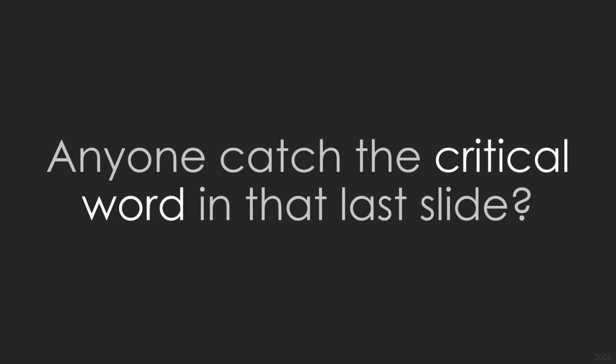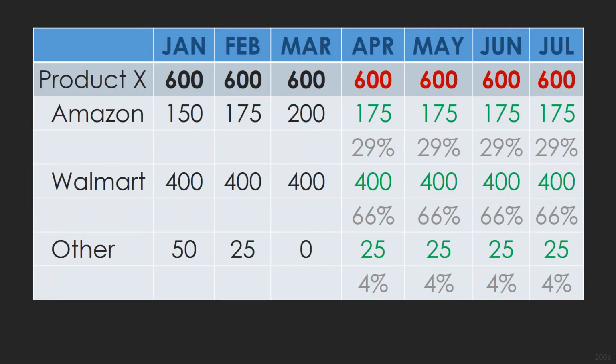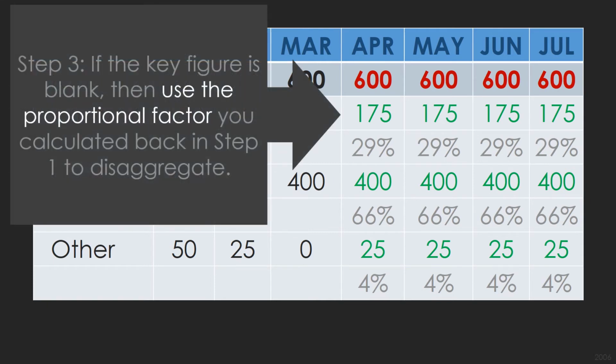Anyone catch the critical word in that last slide? Here it is again. Step 3, if the key figure is blank, then use the proportional factor you calculated back in step 1 to disaggregate. Yeah, it's if.